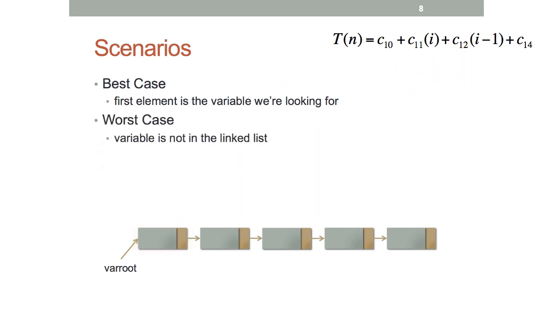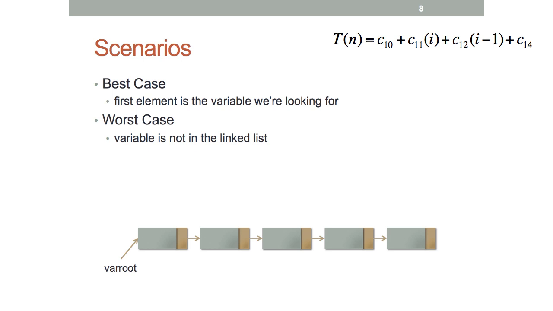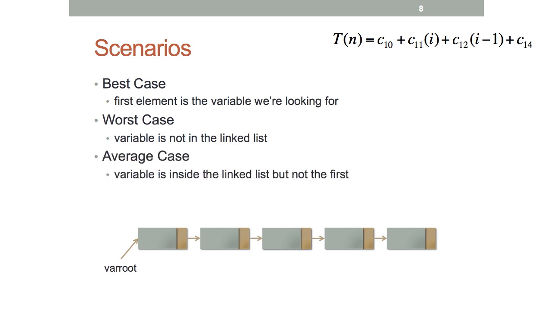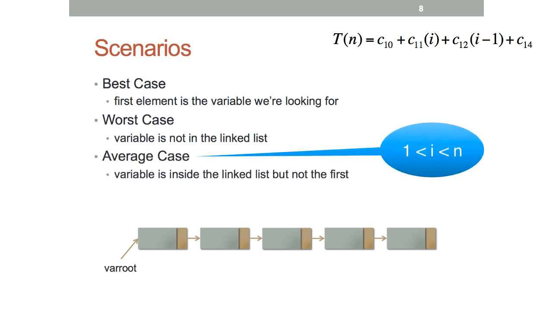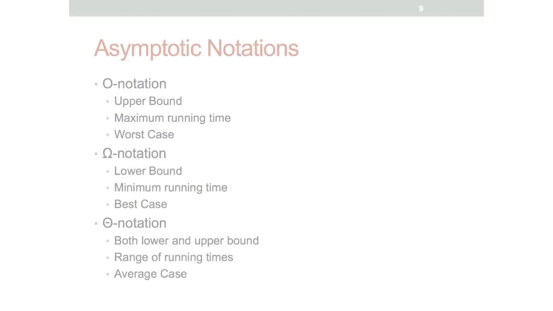Now the worst case would be when the element that we're looking for is not in the list. In such a case, the temporary pointer will reach the end of the list only to find out that the target element is not there, making I equal to the size of the list, or n. However, most of the time, the target element would be somewhere in the middle, making I a range between 1 and n. Let's give these cases proper notations.